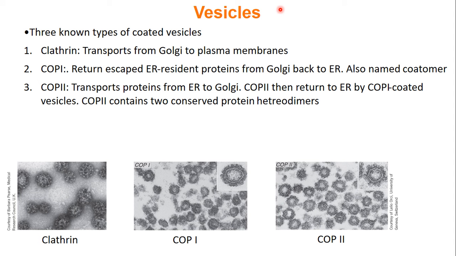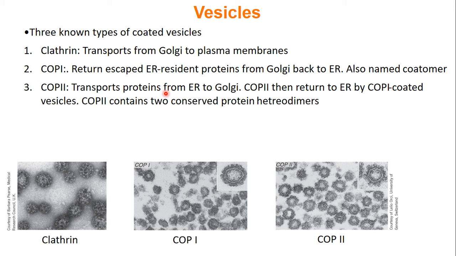Now, there are 3 known types of vesicles. We have Clathrin vesicles, and these are just proteins: Clathrin, COP1, and COP2. Clathrin will take proteins from the Golgi and bring them to the plasma membrane. COP1 will return any proteins that belong in the ER, that have to stay in the ER. If they accidentally go to the Golgi, which could happen, they will be returned in COP1 vesicles. COP1 also goes by the name coatomer.